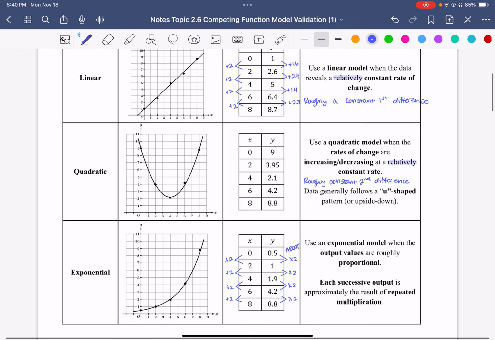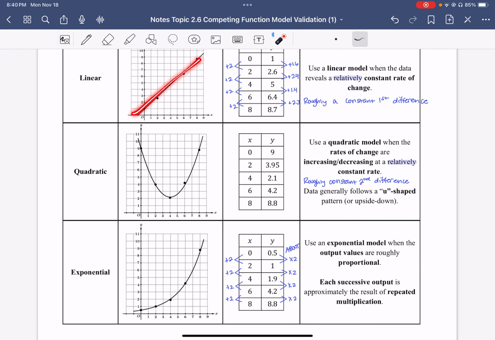Now notice that linear and exponential are both always increasing. So you have to be careful when you're just looking at the y values. Don't just assume that if they're always increasing, it's automatically linear, because exponential can also be always increasing. So you have to look at the rate of change versus the common ratio. Are the numbers adding relatively by the same number, or are they multiplying relatively by the same number? That'll tell you whether it's one or the other.